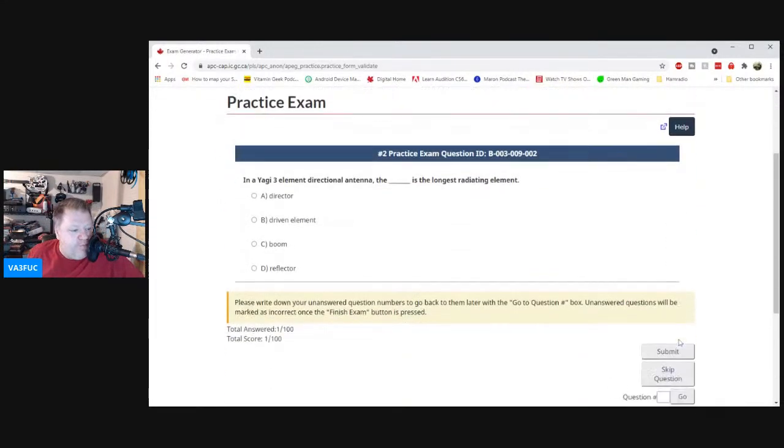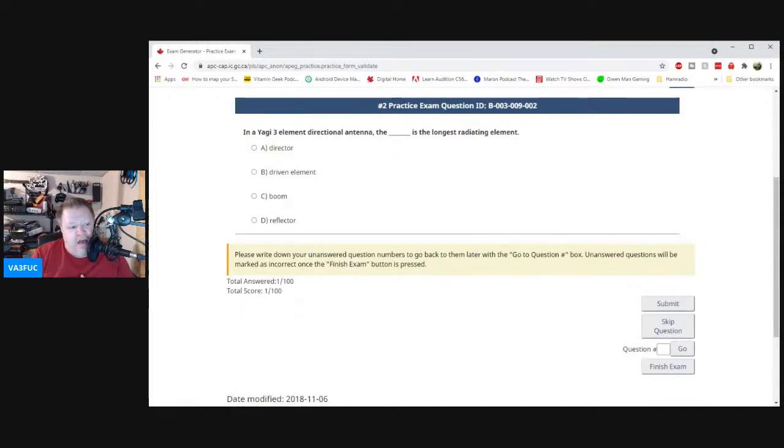Practice exam number 2. In a 3-element Yagi directional antenna, the blank is the longest radiating element. So on a directional antenna, the back end is going to be the longest. Is that the director, the driven, the boom, or the reflector? Now, when you're beaming signals, you want to concentrate on the center driven element. So we know it's not the driven element. The boom, that's the pole that holds it. That does not count.